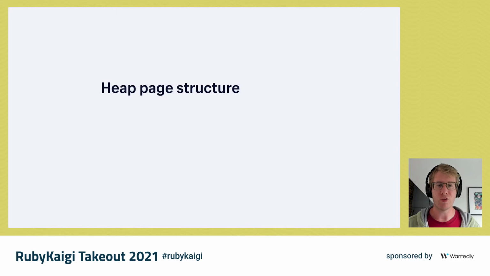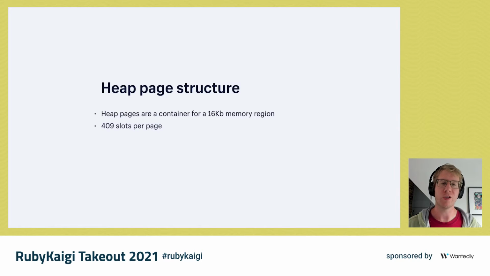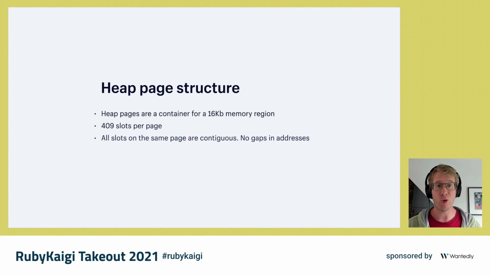These RVALUEs are organized into regions called pages. A heap page is a container for a 16 kilobyte memory region. The number of slots per page can be either 408 or 409, and I'm going to hand wave over why at this point. But the important thing about a heap page's memory region is that all the slots are contiguous. Their memory addresses are 40 bytes apart, and there are no gaps between the slots.